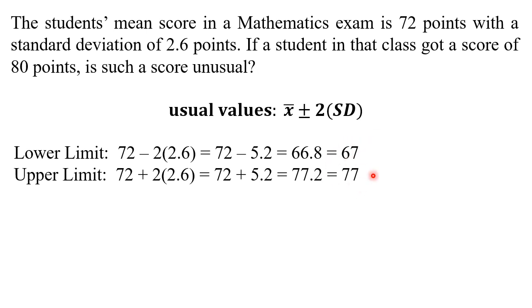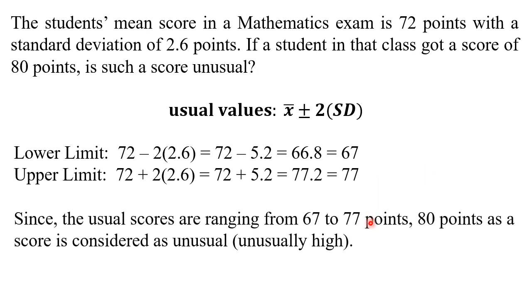Now we see here, class, that 67 and 77 are the range of usual scores. So any student, as long as their score is from 67 to 77, class, is considered to have a usual score. Any score that is above 77 or below 67 is already considered unusual.